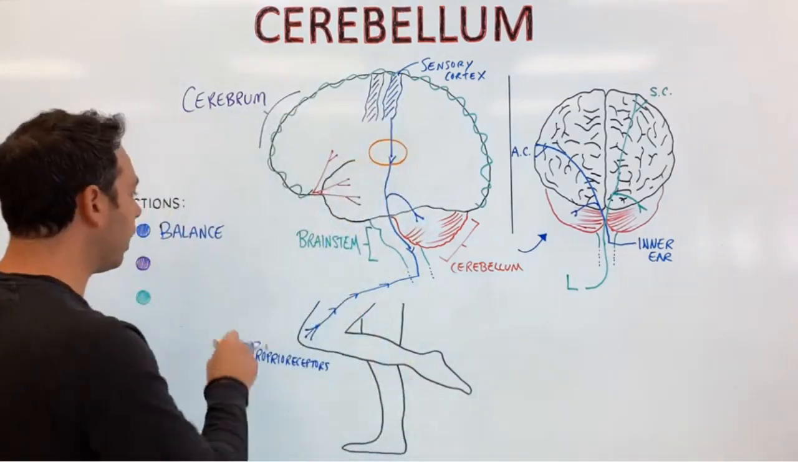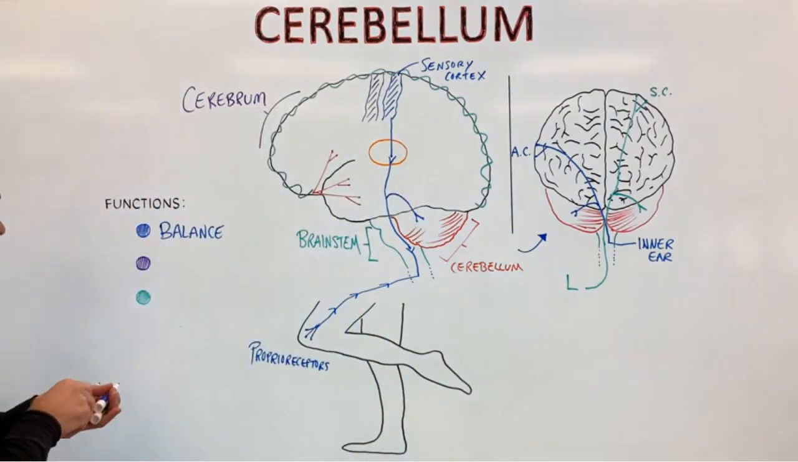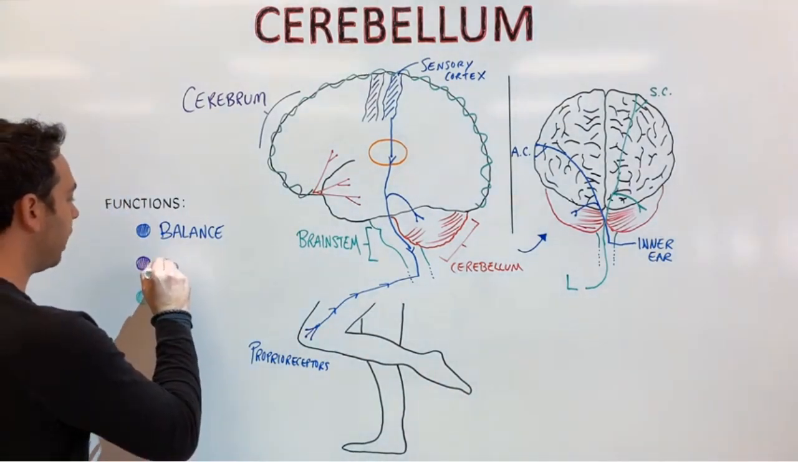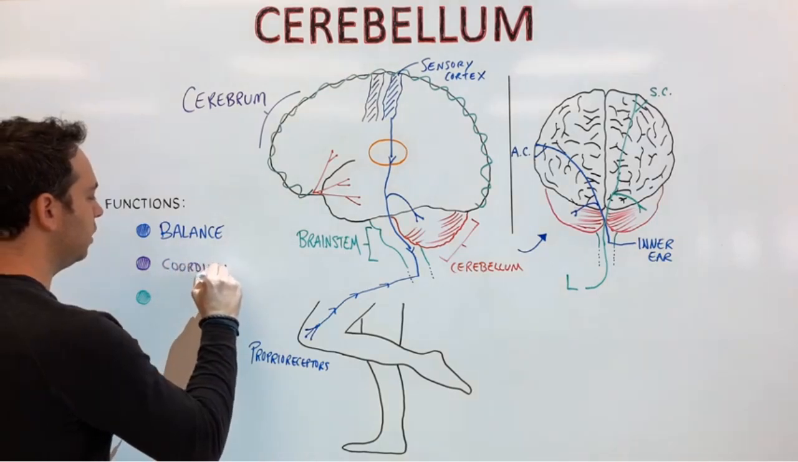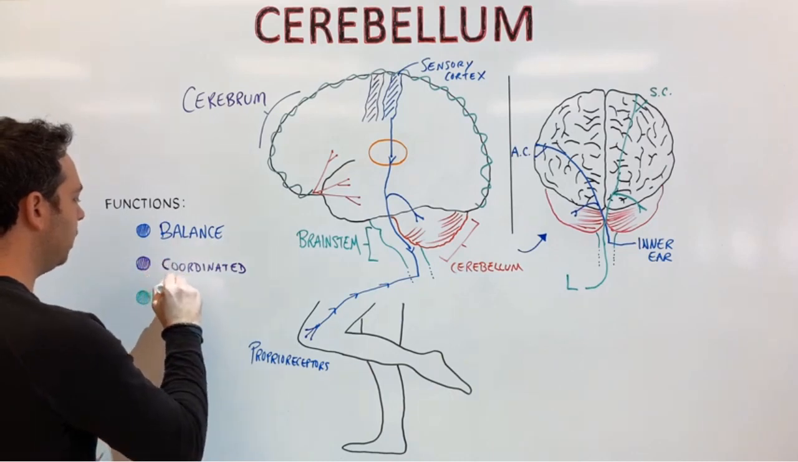All right, so there's number one. We have balance, and our cerebellum plays a vital role. All right, our second main function, and we're going to write this, is called coordinated movement. Okay, make sure I got there. There we go, coordinated movement.